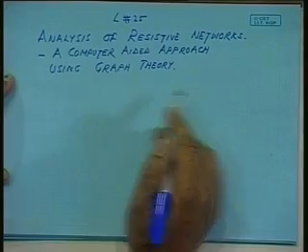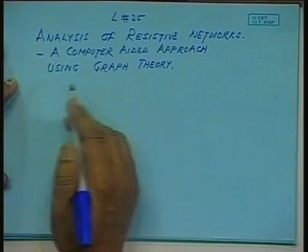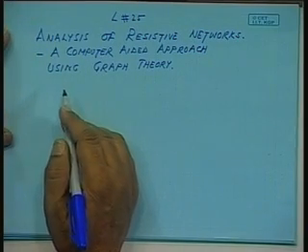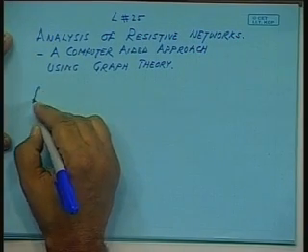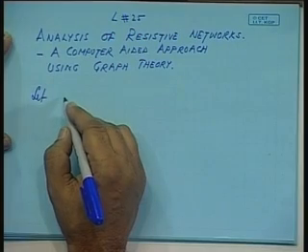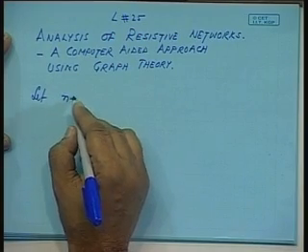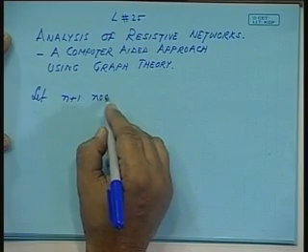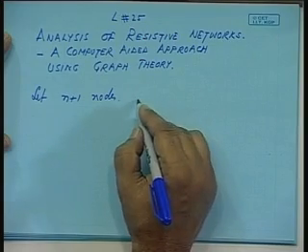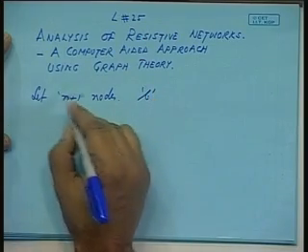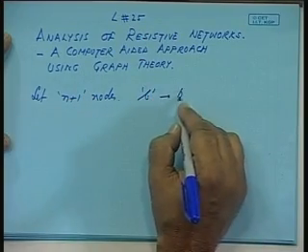Good evening, friends. Today we shall be taking up analysis of resistive networks, a computer aided approach using graph theory. So, we will be going back to the equations that we derived in our earlier lectures on graph theory. So, let us have a system of n plus 1 nodes and b number of branches.